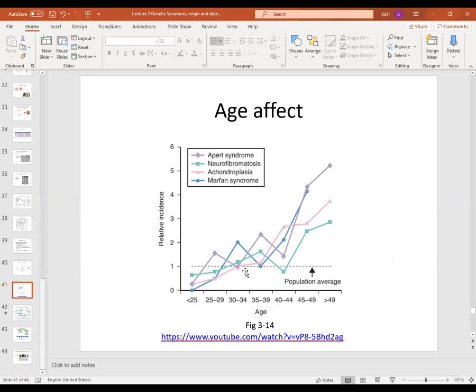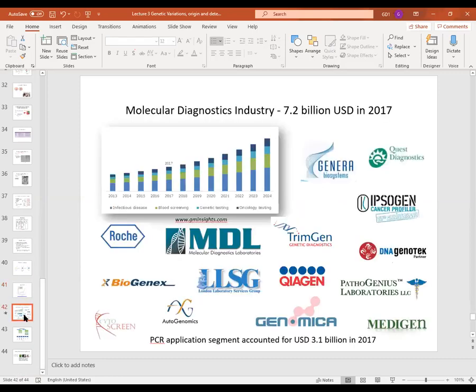So we see some syndromes and diseases when the age of the parent increases. And next is a kind of easy graph there.